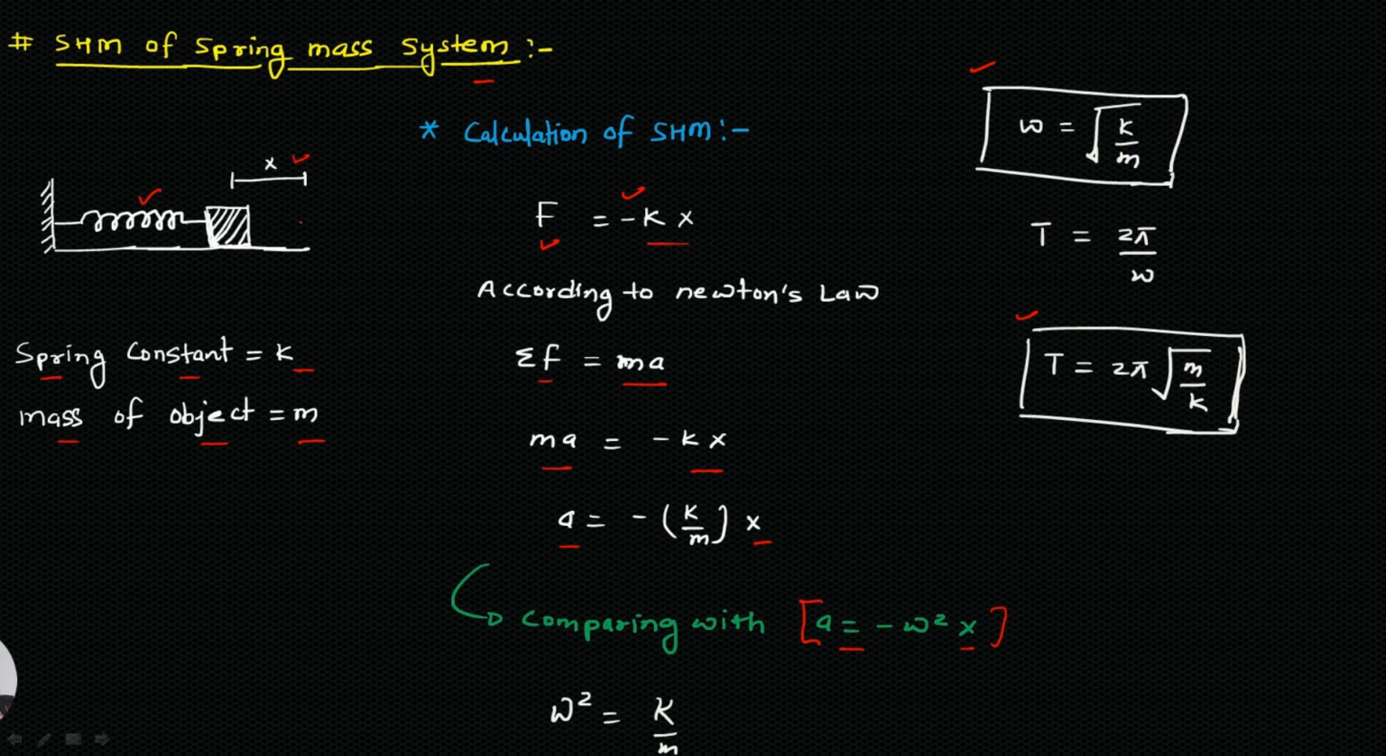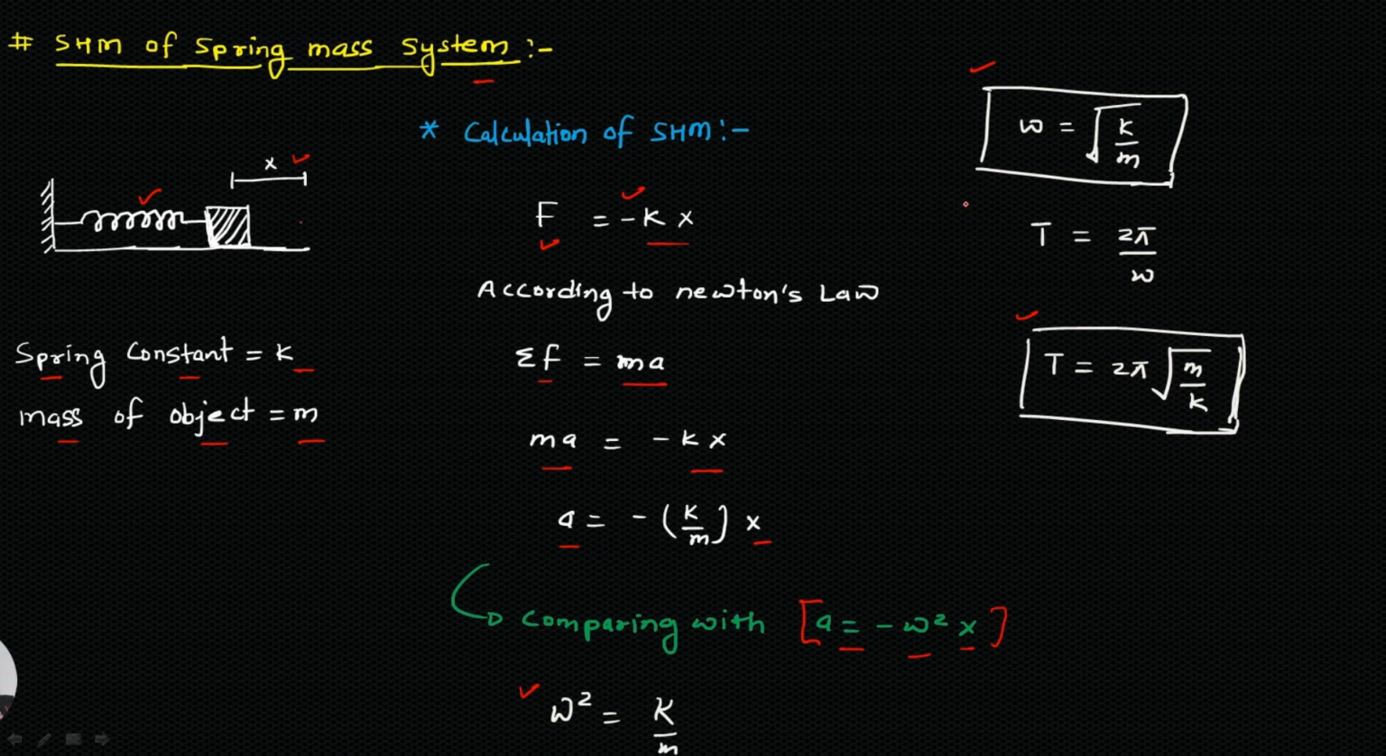Okay, if we compare this equation a equals minus k by m multiplied by x with a equals minus omega square x, we can find omega square. So omega square will be equal to k by m. From here we can calculate the angular frequency. Omega will be equal to root k by m.